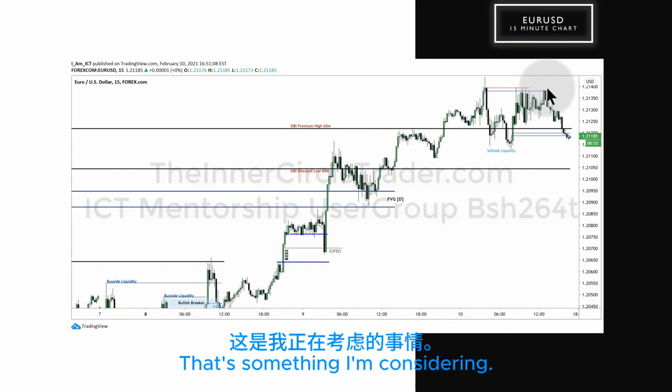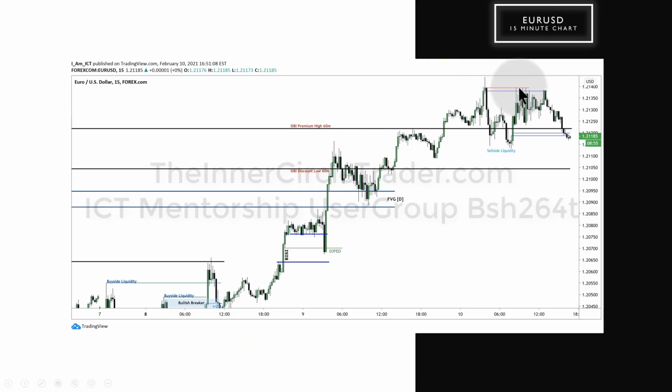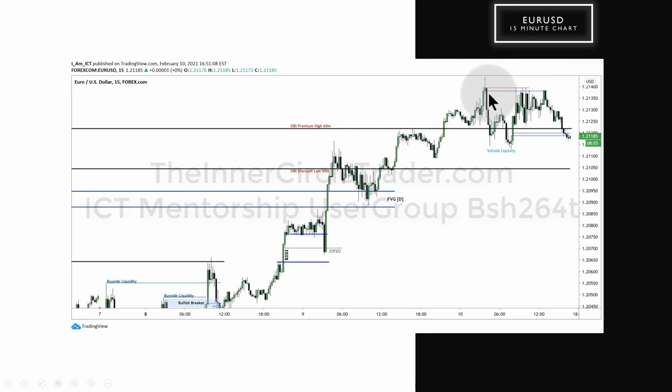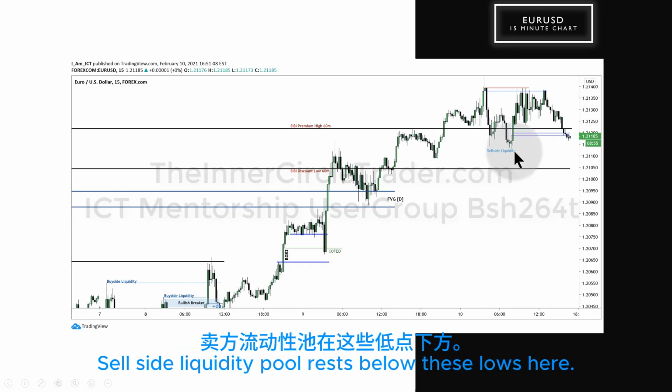That's something I'm considering. We have a rejection block in here, which is traded to here, and the last up close candle here, bear shoulder block. Small little gap, you'll see that when we get into the 5-minute chart. Sell side liquidity pool rests below these lows here.